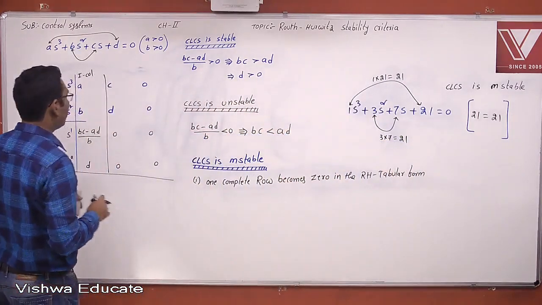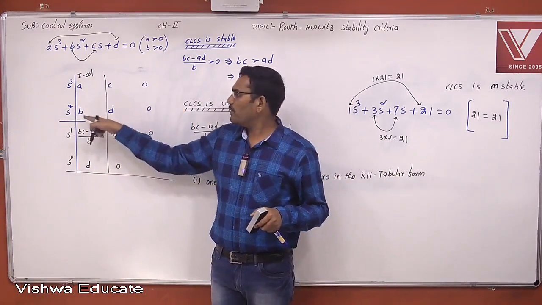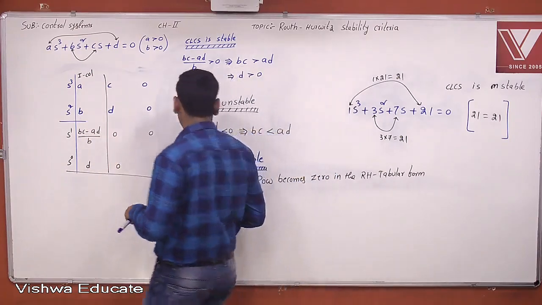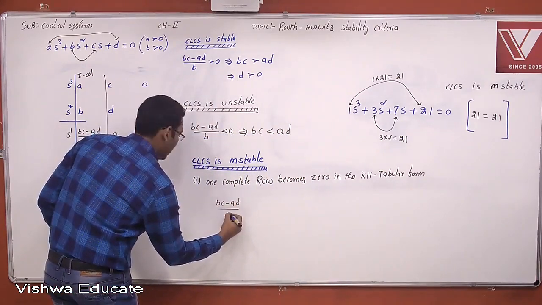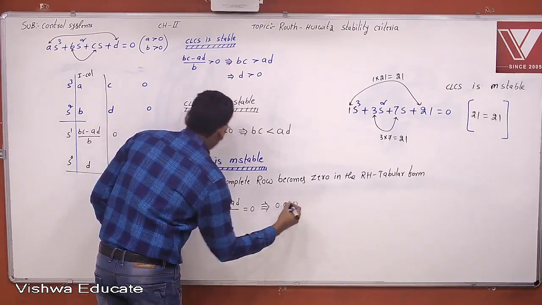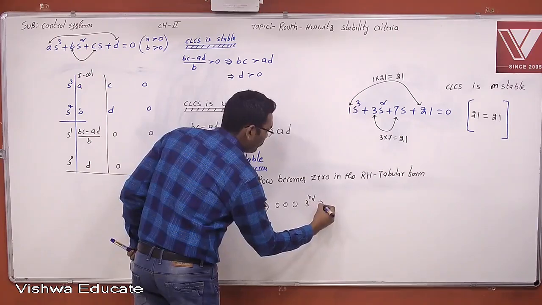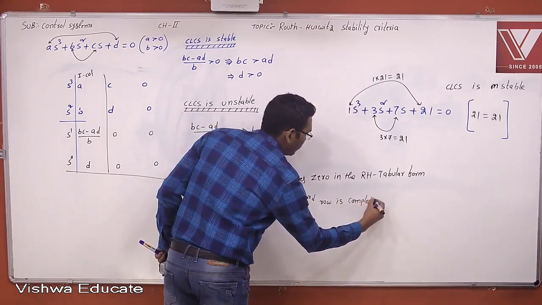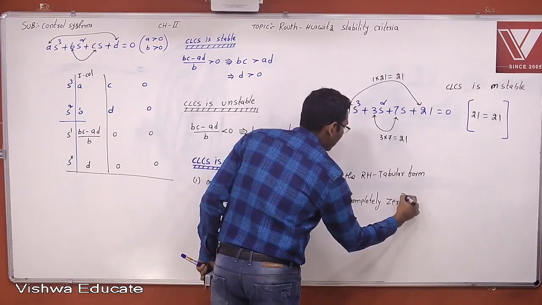So if I make A equal to 0, is this row 0? No. If I make B 0, is this row 0? No. But if I make BC minus AD by B equal to 0, then you can get a complete row becoming 0. Now 1, 2, 3. The third row will become 0 now. The third row is completely 0 now.